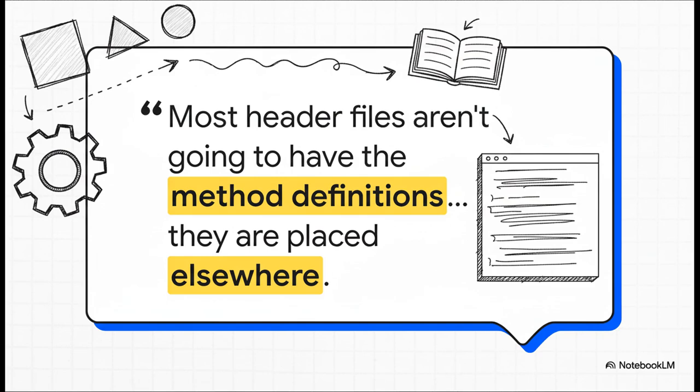Right, and this is a really important idea in professional software development. You draw a hard line between the what and the how. Your header file should just be the blueprint. It should only describe what your class can do, not the nitty-gritty details of how it does it. All that logic, all that implementation, belongs in its own separate place.